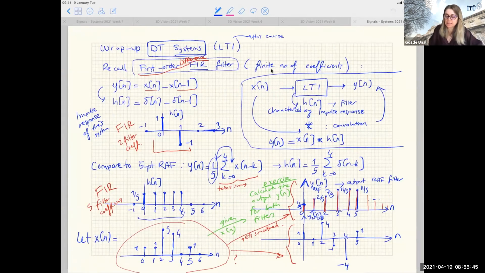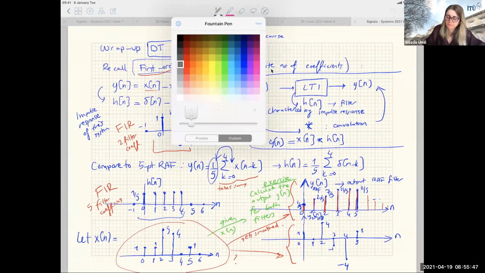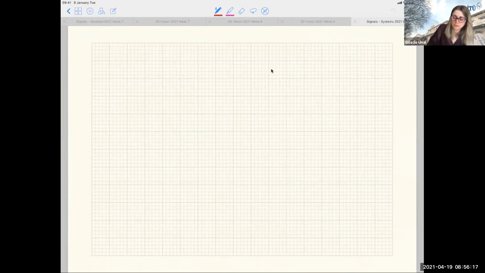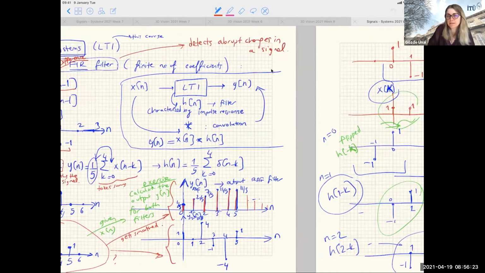You see the difference, right? This difference filter really detects abrupt changes or changes in a signal. And the 5-point filter smooths the signal. We've already said that here. It smooths the signal, it averages, right? I'm trying to show you different effects you can design with filters. So at this point, if this is clear, if not, ask please.